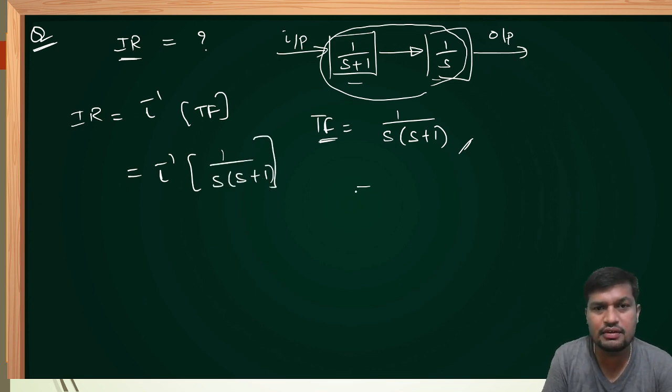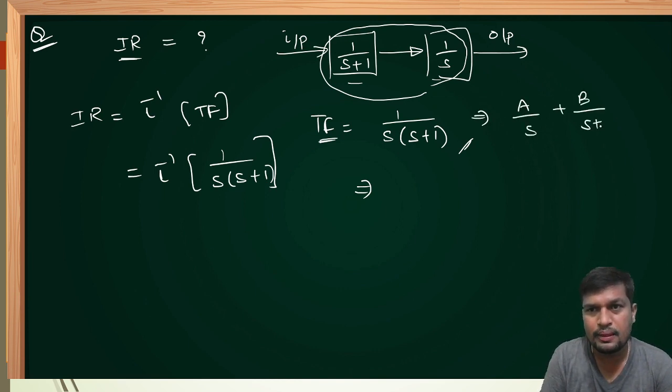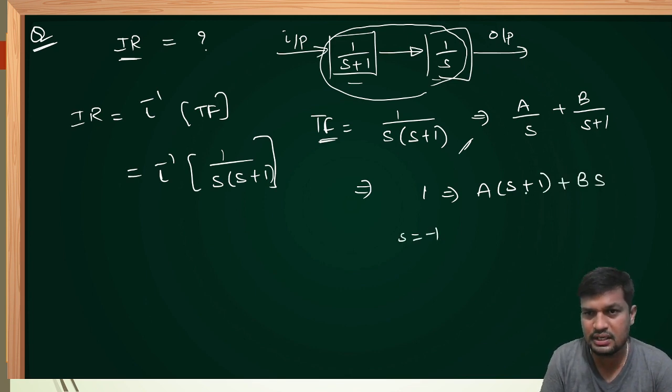Now, inverse Laplace of 1 upon s into s plus 1. There is no direct formula. This can be written as a by s plus b by s plus 1, using partial fractions. From this, 1 is equal to a into s plus 1 plus b into s. Put s equal to minus 1: minus 1 plus 1 will be 0, that is minus b equal to 1, which is b equal to minus 1. Put s equal to 0: here 0 plus 1 is 1, that is a equal to 1.